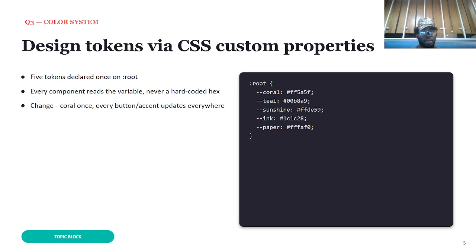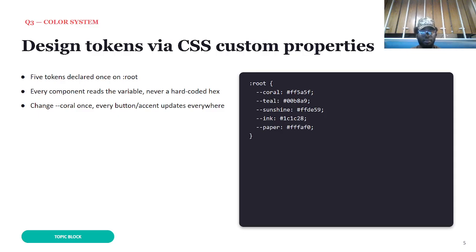Design tokens via CSS custom properties. My whole color system is five custom properties declared once at the top of the style file, on the root selector: coral, teal, sunshine, ink, and paper. Every component in that file, the hero gradient, the buttons, the tags, the form, focus states, all of that references var(--coral) or var(--teal) instead of typing in a hex code. That's the design token part of the assignment.